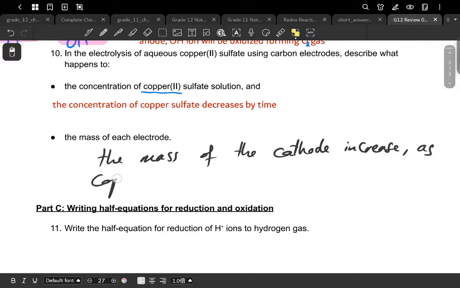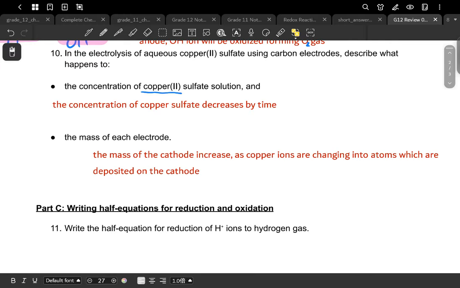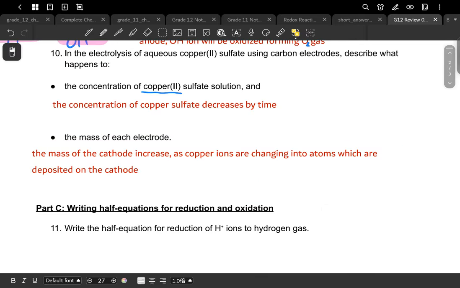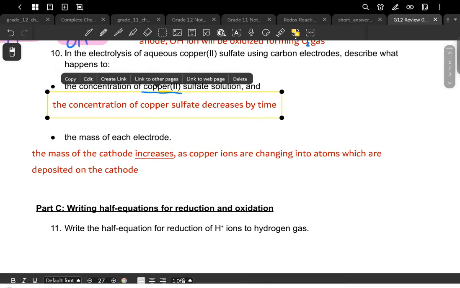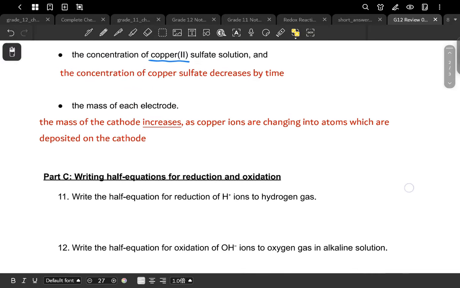As copper ions are changing into atoms which are deposited on the cathode, the negative electrode, okay? The mass of the cathode increases as copper ions are changing into atoms which are deposited on the cathode.